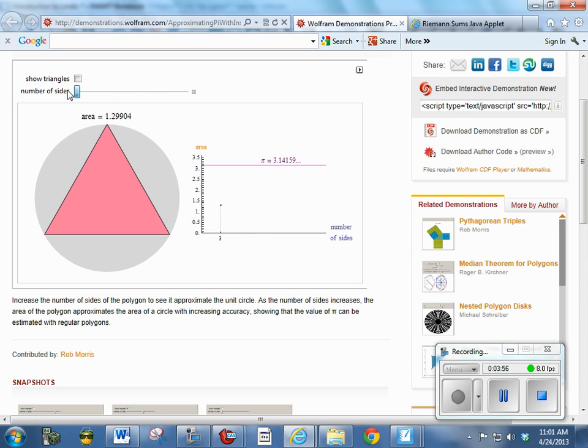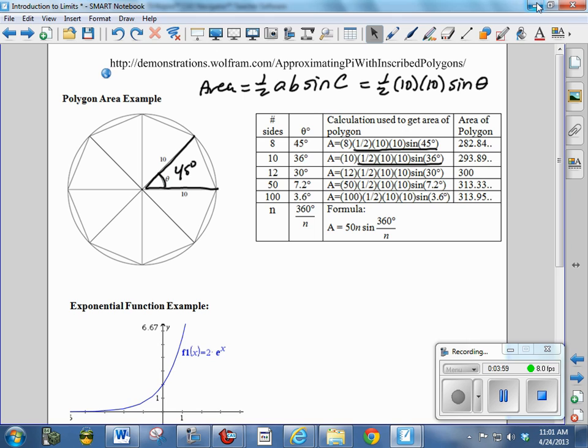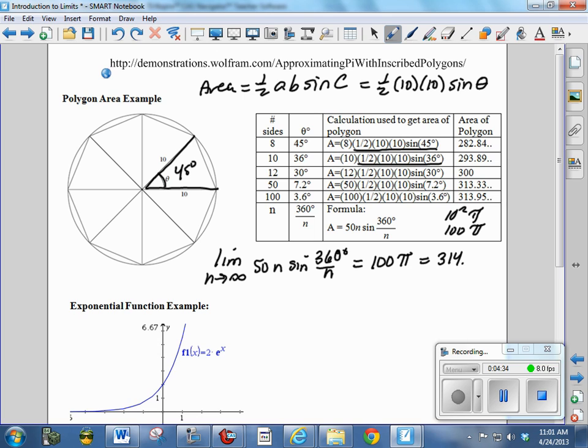I'm going to move that back for my next demonstration. Here you notice that we have a radius of 10, so we expect the area to be 10 squared times pi, or 100 pi. So what we say is the limit as n goes to infinity, n being the number of sides of the polygon, of 50n times sine of 360 degrees over n equals 100 pi, or 314.159, etc. You can see we're approaching that number, not there yet.